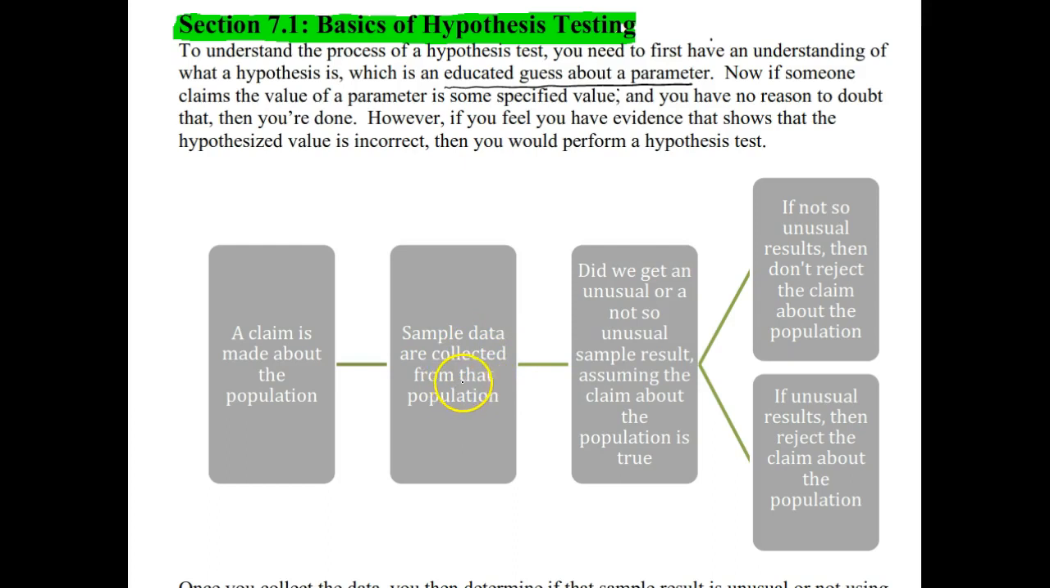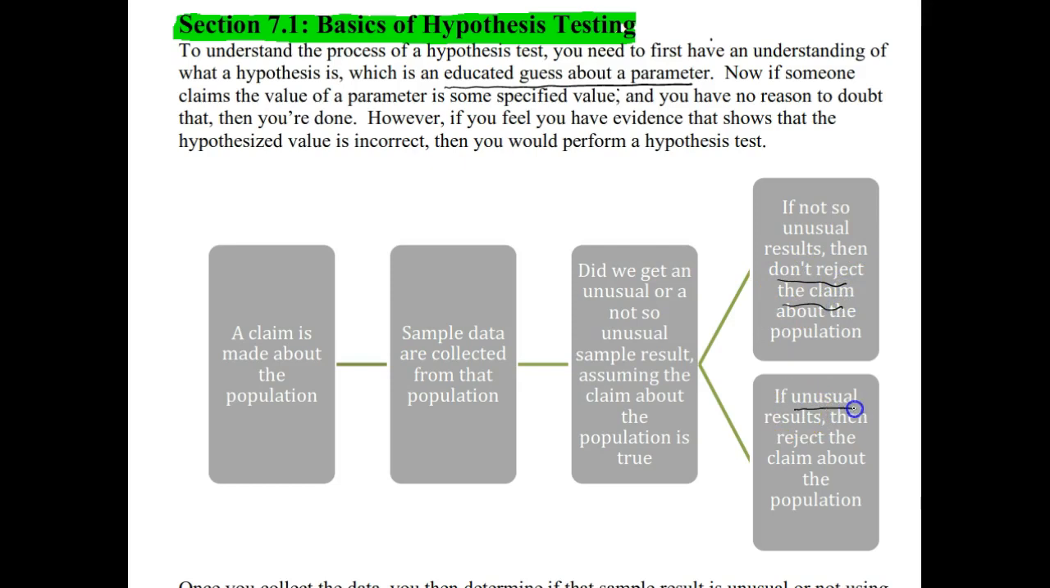This is where our probabilities from the last couple chapters come into play, because we need to answer a very important question. We know that the sample result we get, like a sample mean, is very rarely going to match exactly what the population mean is. There are going to be random sample fluctuations. But how far do we let it fluctuate before we feel that the parameter value is incorrect? That's why we spent the last unit learning about probabilities. So did we get an unusual or a not so unusual sample result, assuming the claim about the population is true? If it's not so unusual, then we don't reject the claim about the population.